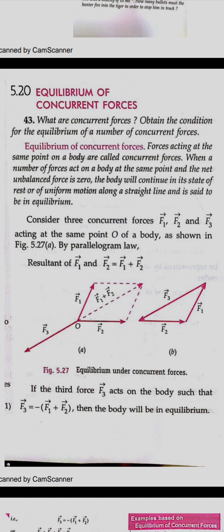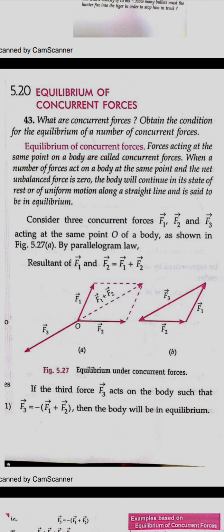So what does equilibrium mean? We know about balanced and unbalanced forces. When balanced forces act on a body at some point, the resultant or net force is 0, and the body is said to be in equilibrium, and the forces acting on it are said to be balanced forces. If the net force is not 0, then it is said to be an unbalanced force. So for concurrent forces, when a number of forces act on the body at the same point, the net unbalanced force on the body will be 0.